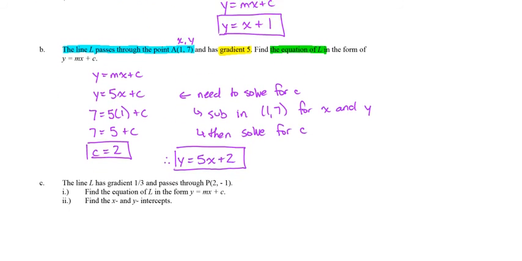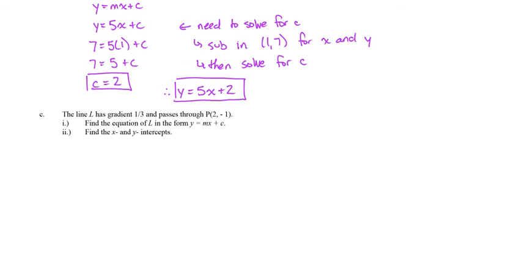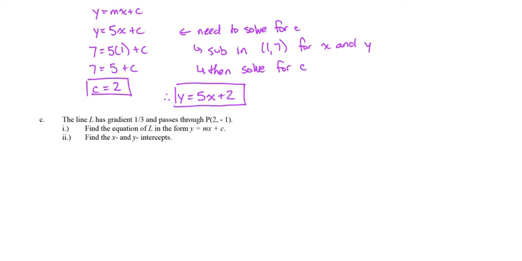And now here's a third part where we're asked to do some similar work. Here we're given the gradient and a point again and asked to find the equation. That's similar to the last one. So we start with our slope-intercept form and substitute in our gradient, which is 1/3. The only difference here is that now we're working with fractions. And then I know the point, so I can substitute in the coordinates to help me solve for c.